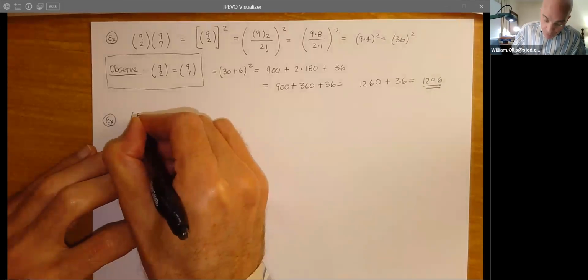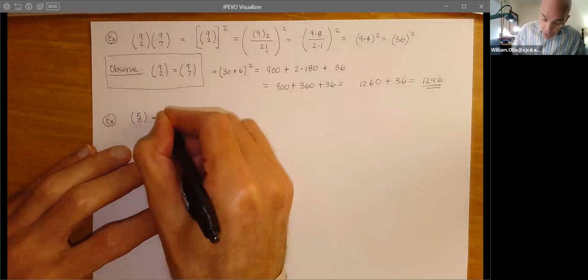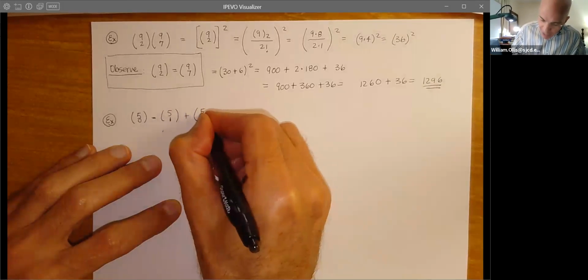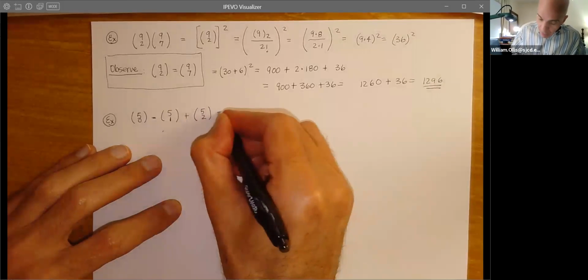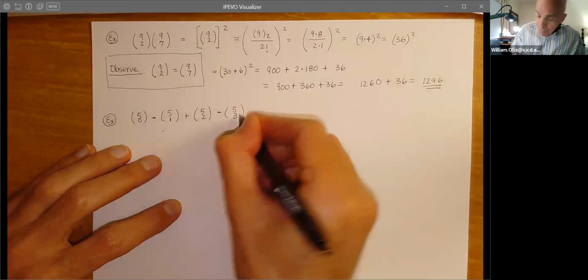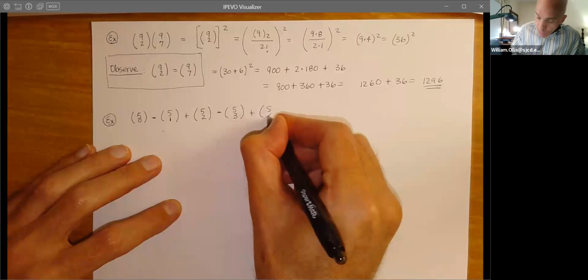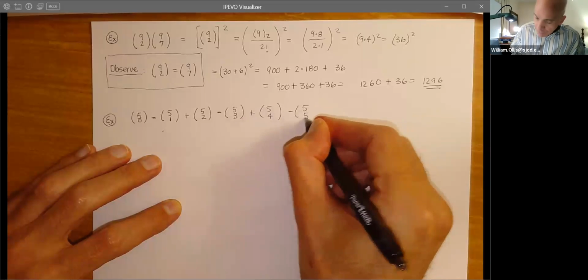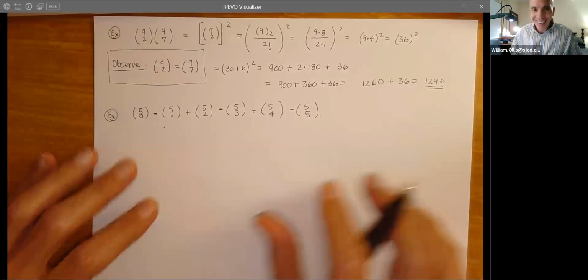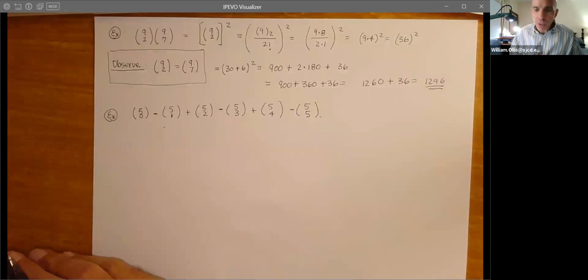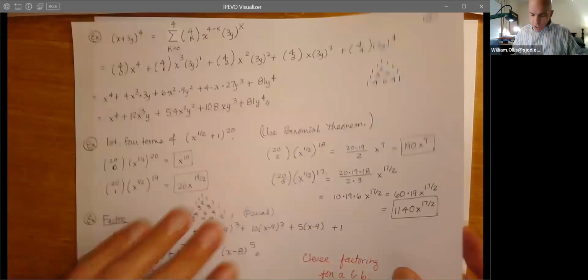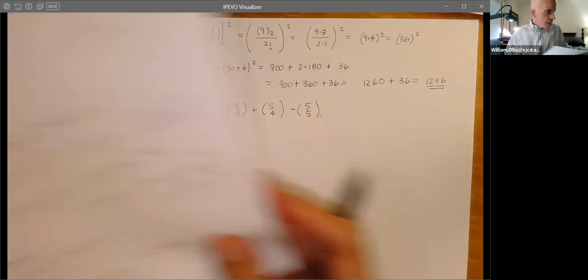So let's look at this. 5 choose 0 minus 5 choose 1 plus, here we go again. This looks like the last problem. 5 choose 2 minus 5 choose 3 plus 5 choose 4 minus 5 choose 5. And you look at this and say, okay, well, that kind of looks like this problem, Professor Ron. Where is it? You did this one? Oh, yeah, right here, where you started comparing things.